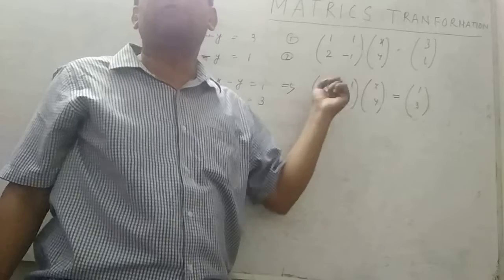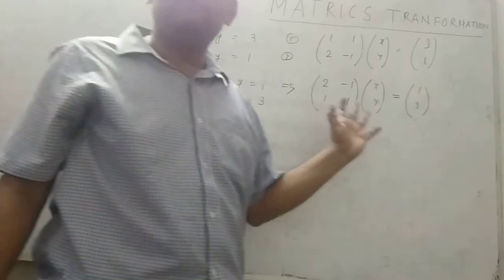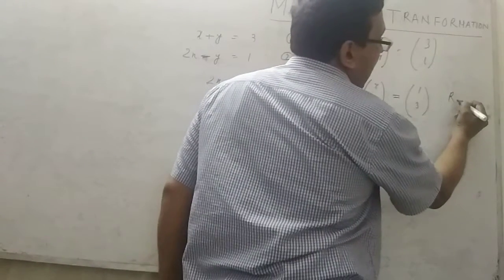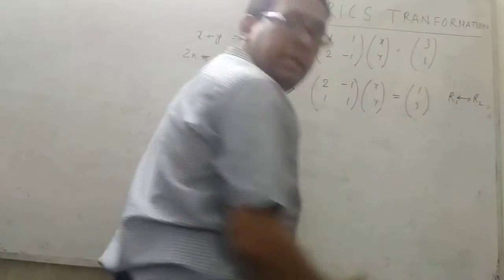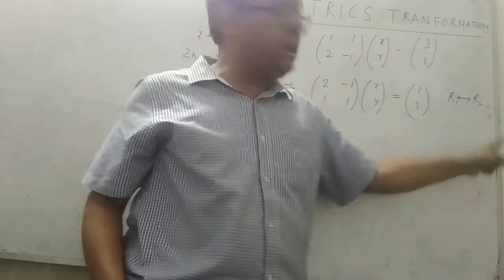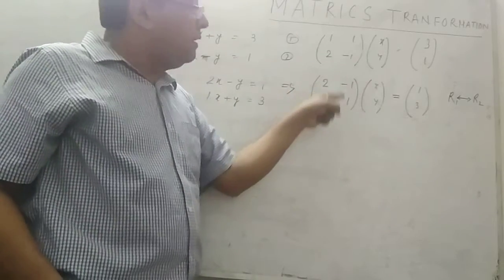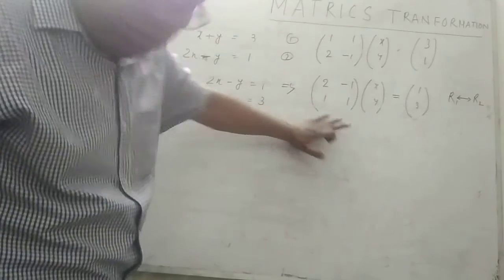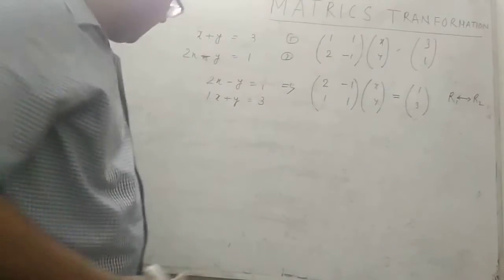This interchange of rows we can do in a matrix. This is the first property in matrix transformation. That is, we can write it this way: R1 interchange into R2. This notation you have to write over here so that we can understand that from this matrix we have got this one. So I think you have understood. Now, the next things, other transformations I want to tell you.